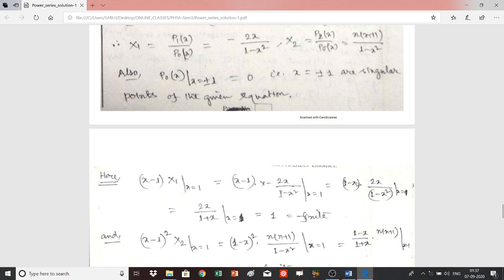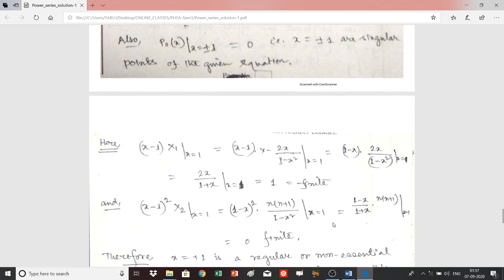So (1 minus x) into 2x by (1 minus x squared) at x equal to a, and that is equal to, you can express this term as (1 plus x) and (1 minus x). So (1 minus x) will cancel out and it will give 2x by (1 plus x) at x equal to 1, and use the value of x equal to 1. You will have 2 here, and here also 2, that is equal to 1. That means this value (x minus 1) into X1 at x equal to 1 is finite.